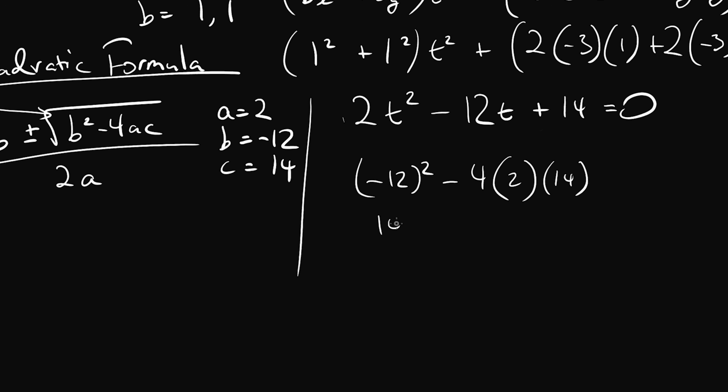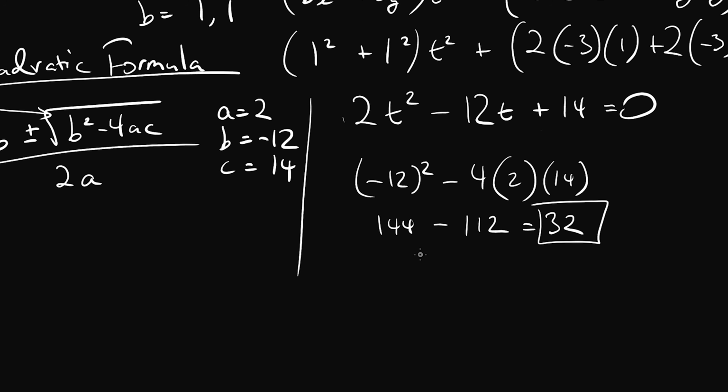So minus 12 squared is 144, minus 2 times 14, which is 28, times 4, which I think is 112. Let me just double check that. Yep, 112. Okay, so 144 minus 112 is 32. So 32 is the result of this kind of discriminant equation.